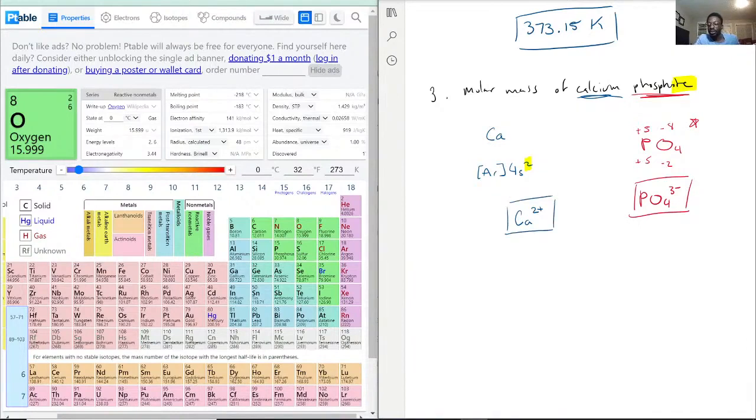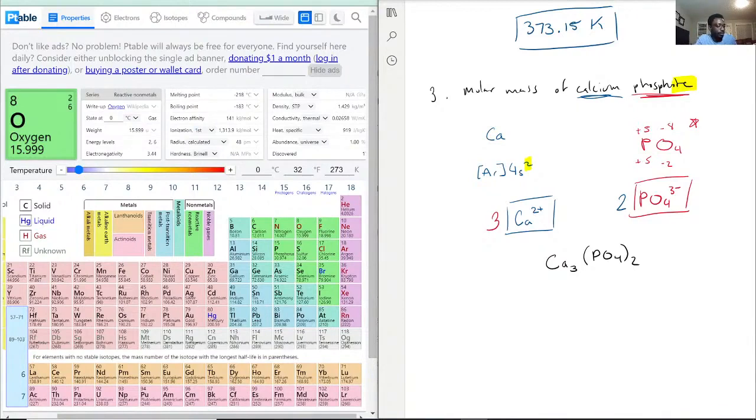So what do we do with this? We want to make sure we balance it out so that they have a net charge of 0. That means we need to find the lowest common multiple between 2 and 3, which would be 6. So we need to multiply this by 3 and this by 2. In total, calcium phosphate is Ca3(PO4)2.